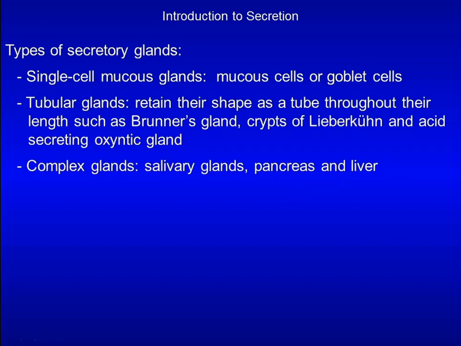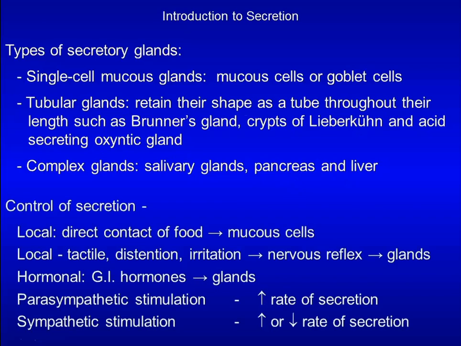Secretion is controlled by several means. Direct contact of food is sufficient to stimulate the mucus cells to secrete mucus. Tactile stimulation, distension of the gut wall, and chemical stimuli activate the enteric nervous system. The resulting nervous reflexes stimulate both mucus cells and tubular glands to increase their secretion. In the stomach and in the intestine, several different hormones control the volume and character of the secretion.